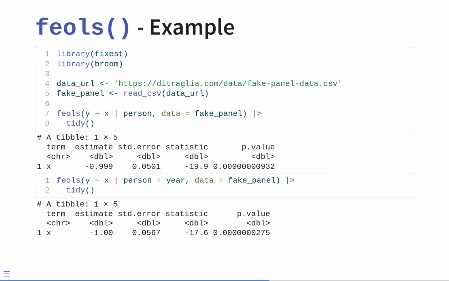If you wanted to include the year effects as well, you could do that. You would just need to add person plus year. In this particular case, it barely changes the results, and the reason is that there were no year effects in my simulation.